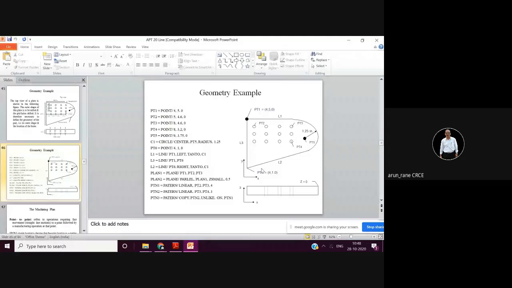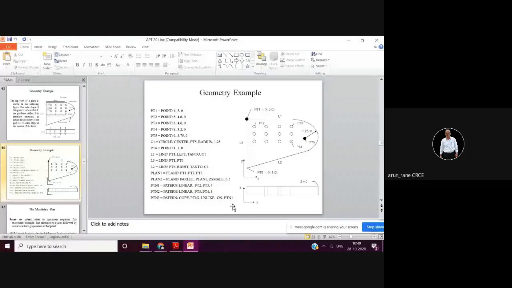Then you have line L1, we already defined this. Then you have line L3. It is again not necessary that L2 should come before L3. So now L3 is a line passing through point P1 and point 6. So that is this. This is the simplest way of defining the line.